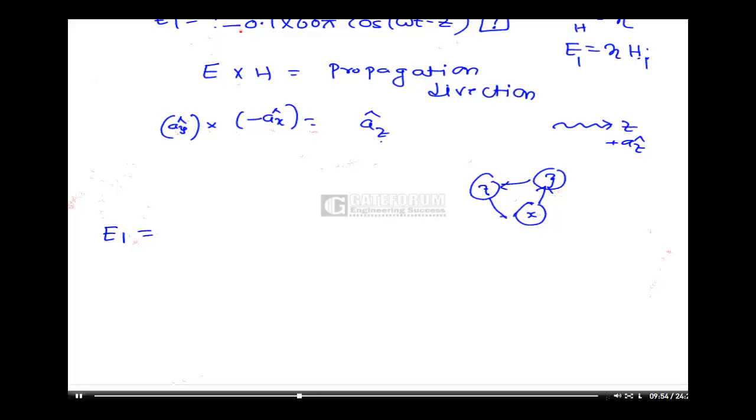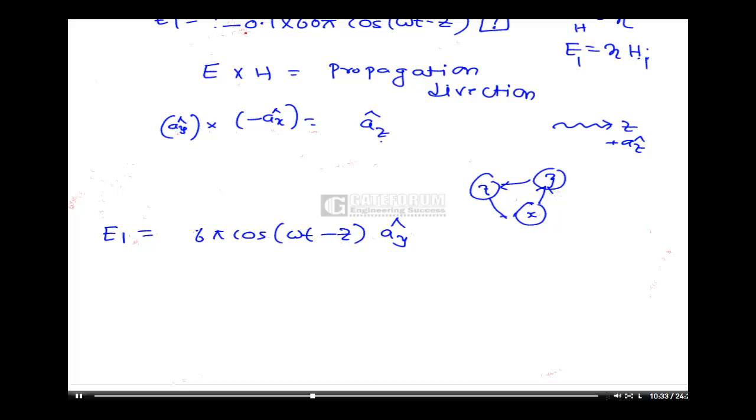Don't consider this minus. Suppose here if you consider for a magnitude minus, then you consider only Ax. If you already put for magnitude, because this minus I already consider here for direction, then here it is only plus. So this is 60 pi into cos omega t minus z, ay cap.